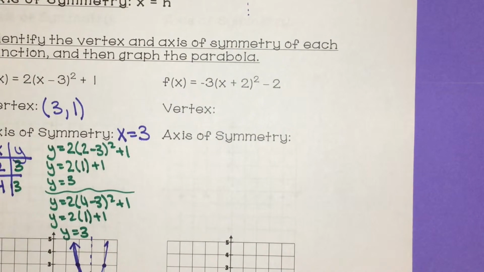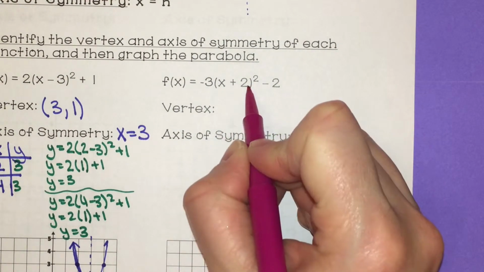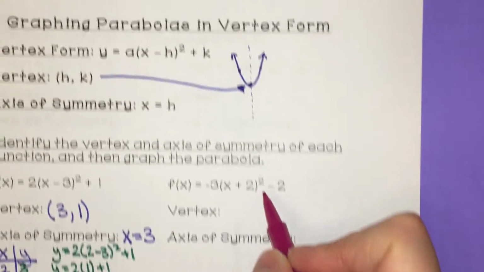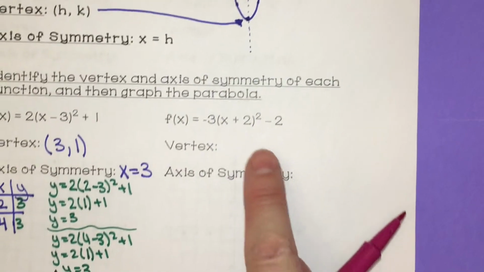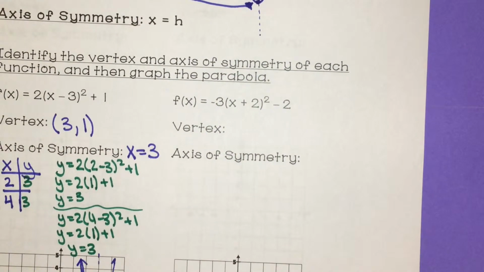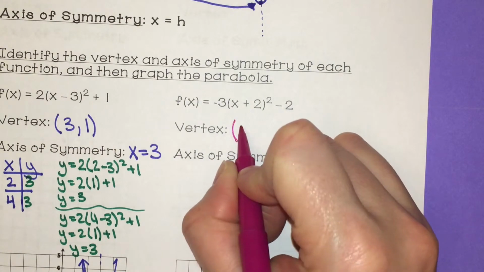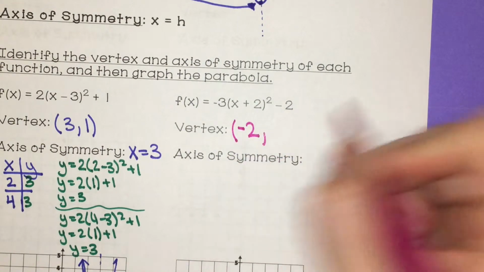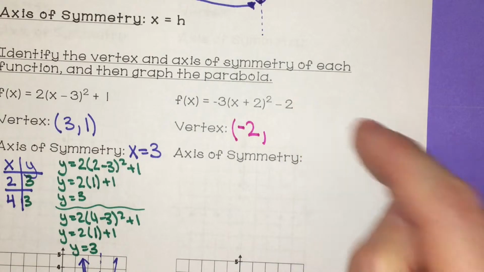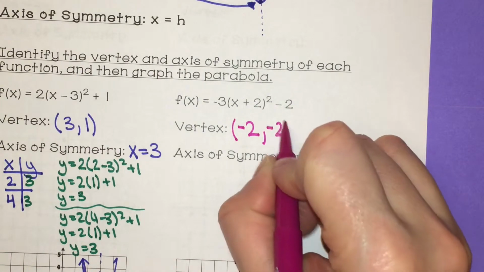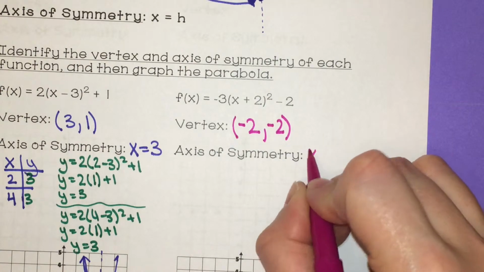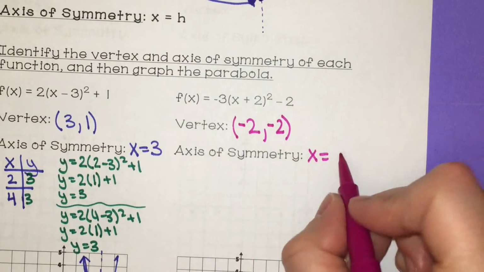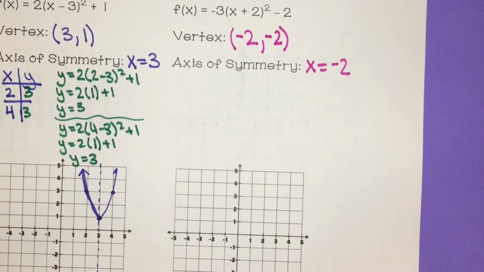Okay, so this one's slightly different. We have x plus 2, meaning since the formula is x minus our h value, the only way to get plus is if our h value was negative 2. So that means the x value is negative 2. And we have minus 2 on the outside, so our y coordinate is also negative 2. Axis of symmetry is where x equals negative 2. So I'm going to graph that.